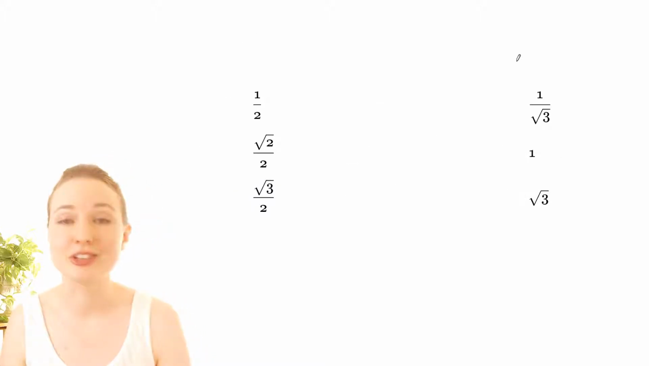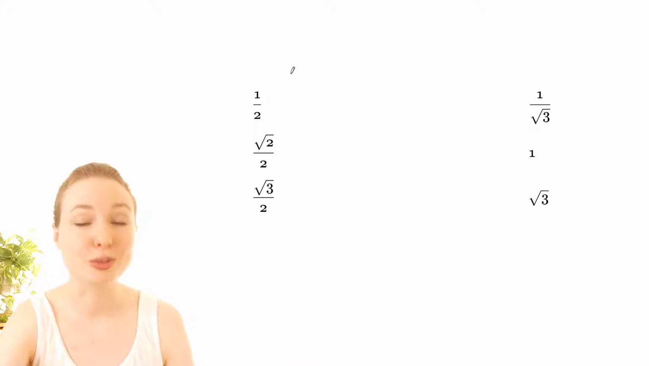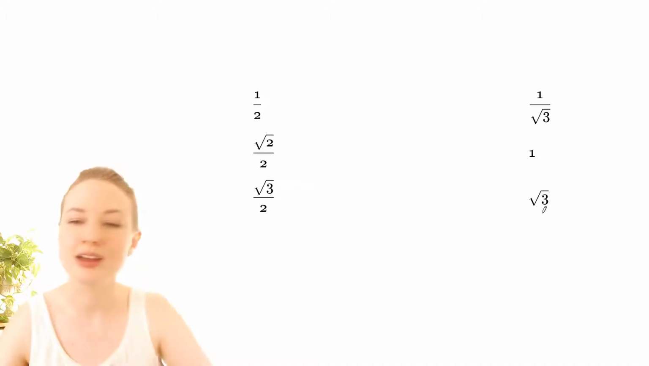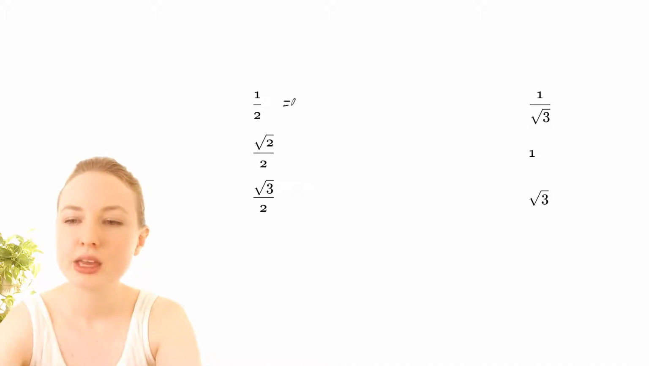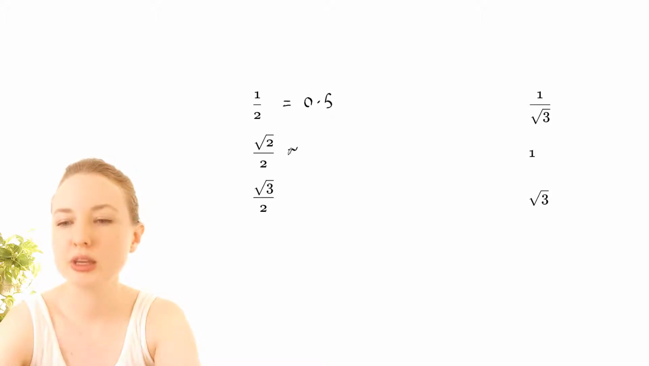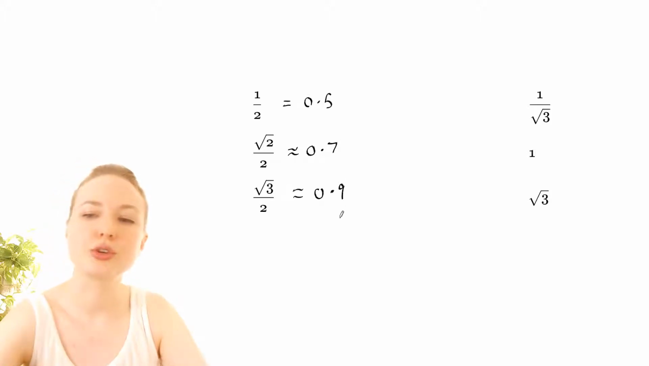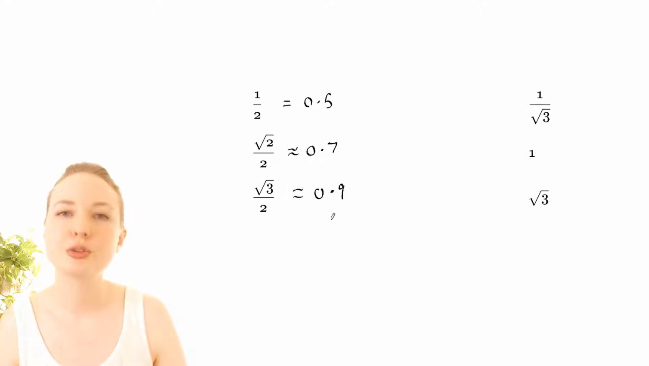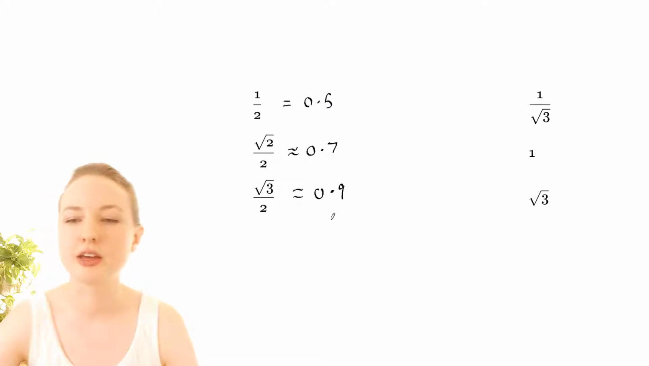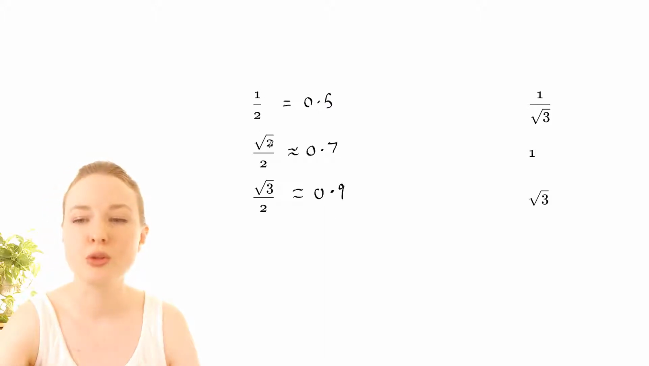So this is what you need to know. For sine and cos, the possible values are a half, root 2 on 2, root 3 on 2, and for tan, it's 1 on root 3, 1, and root 3. Now, a half is 0.5, and root 2 on 2 is approximately 0.7, and root 3 on 2 is approximately 0.9. Now, you don't need to memorize this. I just want you to get an idea that this is small, medium, and large.